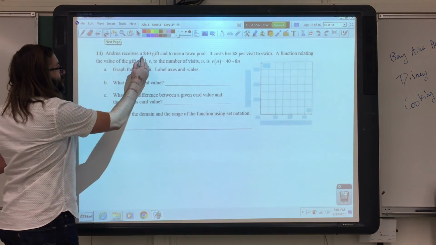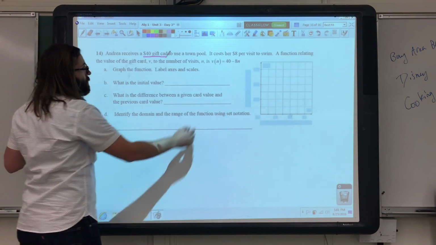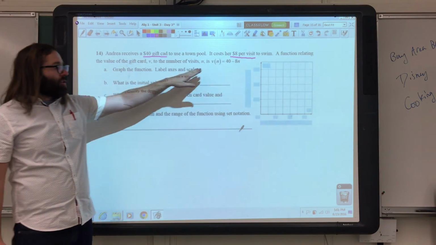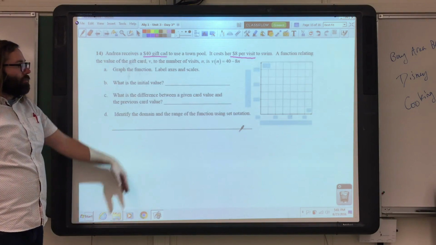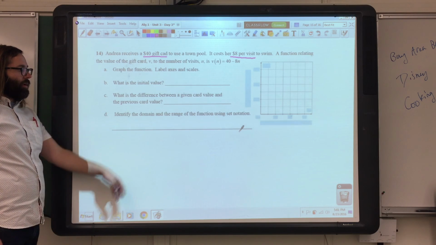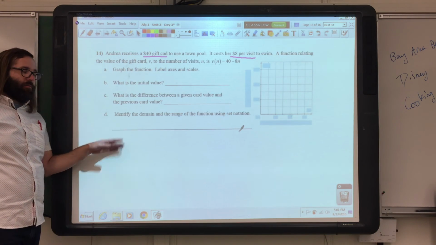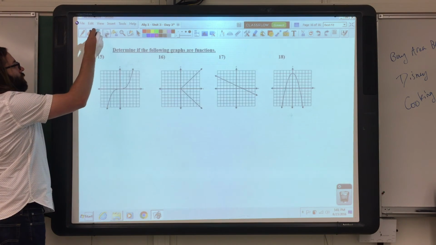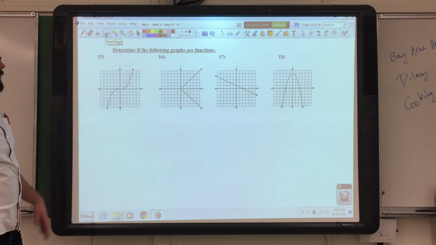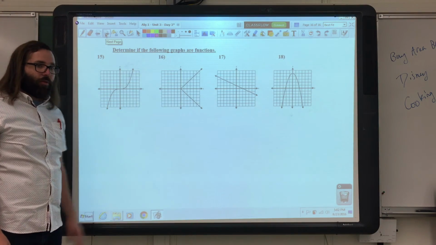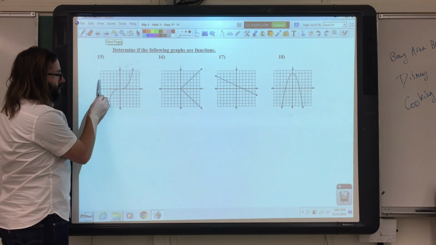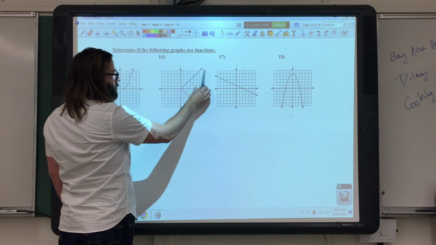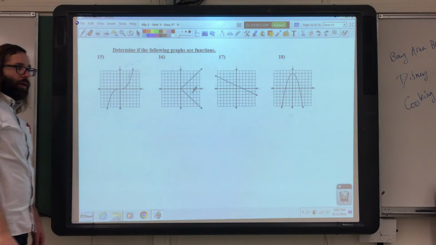Okay, we have a $40 gift card, $8 per visit. This is what the function looks like. Go through, graph it, label it, find out this stuff. Now you determine whether or not these are functions. Remember, vertical line test, duplicate x's. Vertical line tests, are there multiple points? Okay?